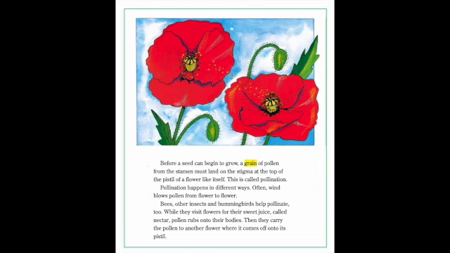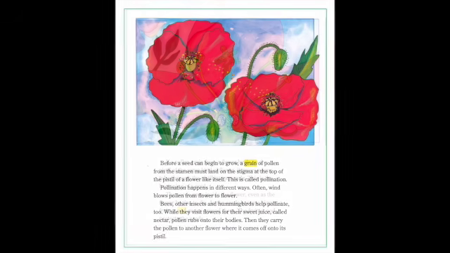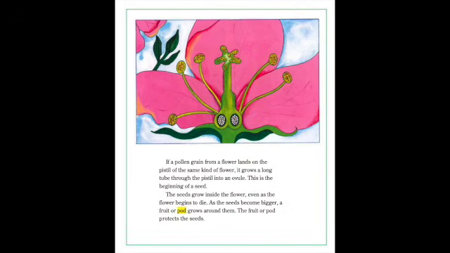While they visit flowers for their sweet juice, called nectar, pollen rubs onto their bodies. Then they carry the pollen to another flower where it comes off onto its pistil. If a pollen grain from a flower lands on the pistil of the same kind of flower, it grows a long tube through the pistil into an ovule. This is the beginning of a seed.